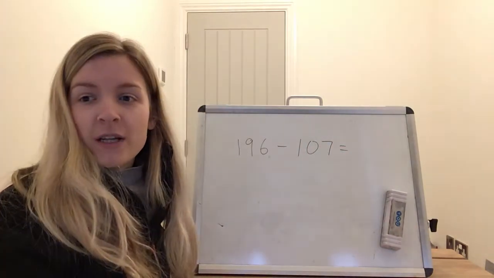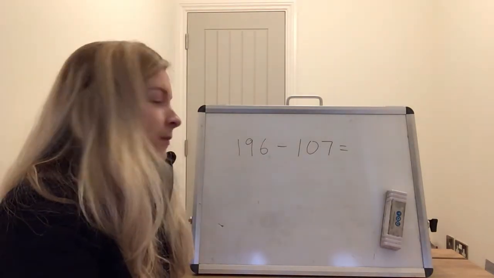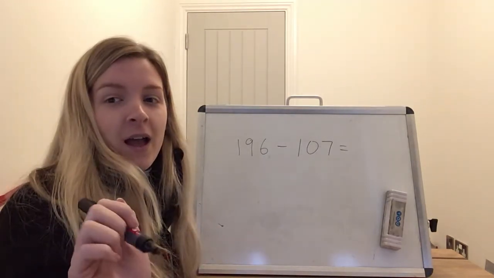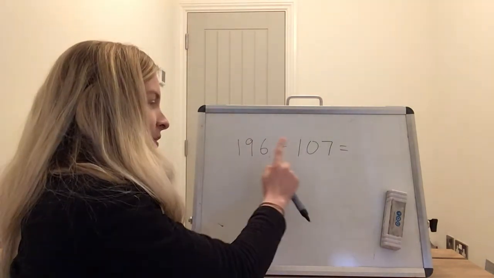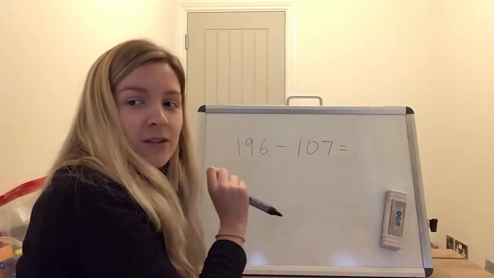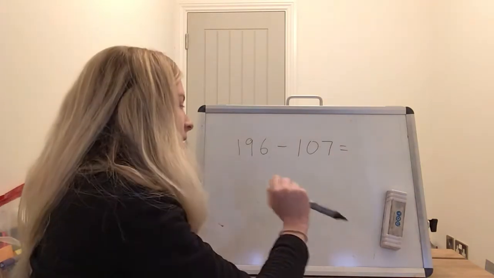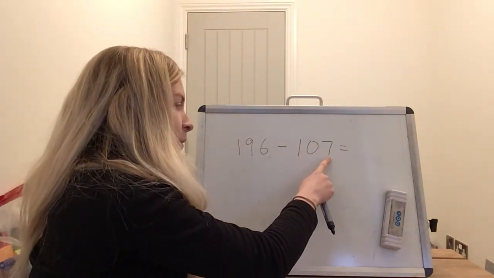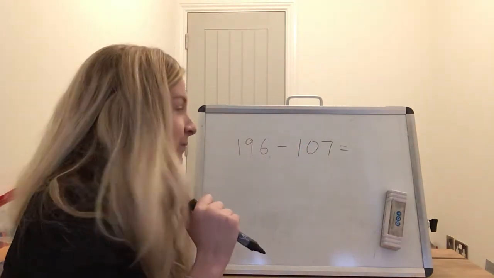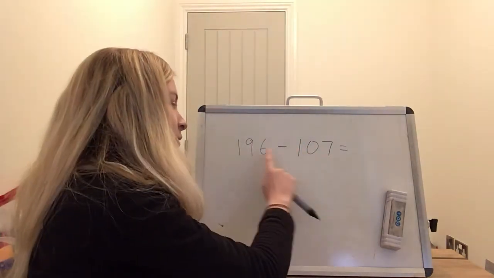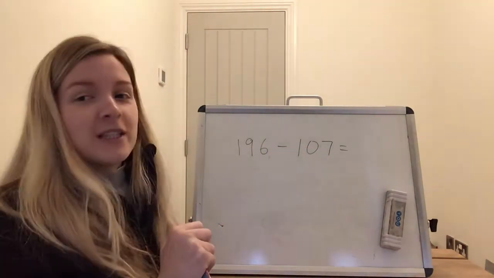Okay, pause the video. Are you going to partition or find the difference? Okay. You should have said partition. 100, take away 100. We can do that. 9 tens, take away 0 tens. We can do that. 6 ones, take away 7 ones. Uh-oh. Nope, not partition. No, Miss Palmer, that can't do that. 6 ones take away 7 ones. No, we're going to have to find the difference here.